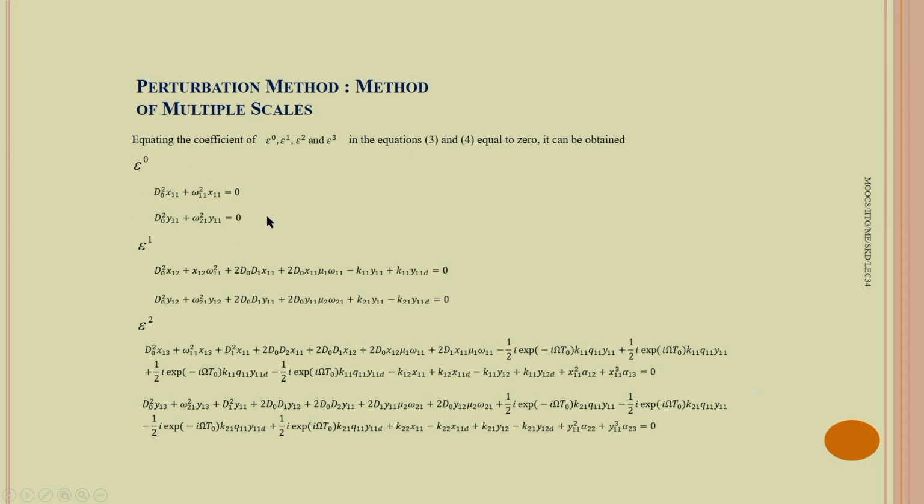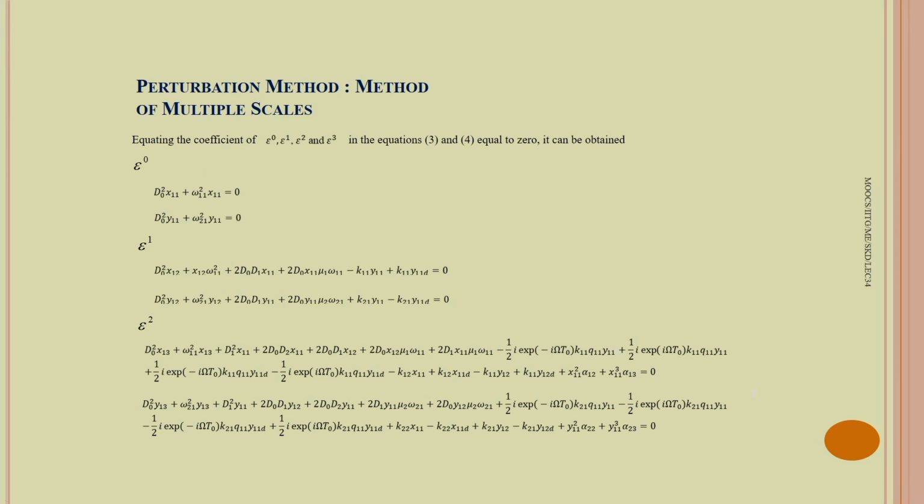It will be similar to what we have studied in the case of the weak excitation. So, now this equation is similar to what we have studied in the case of the weak excitation. That is why on the right hand side we have the zero term. So, our equation is reduced to d0 square x11 plus omega 11 square x11 equal to 0, d0 square y11 plus omega 21 square y11 equal to 0. So, already we know the solution of this.